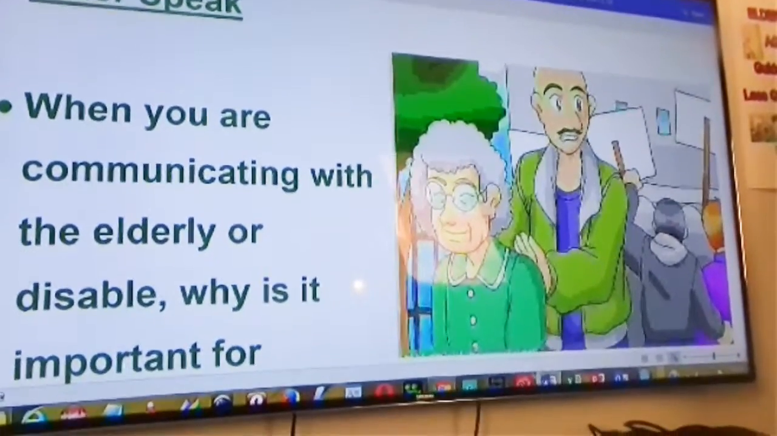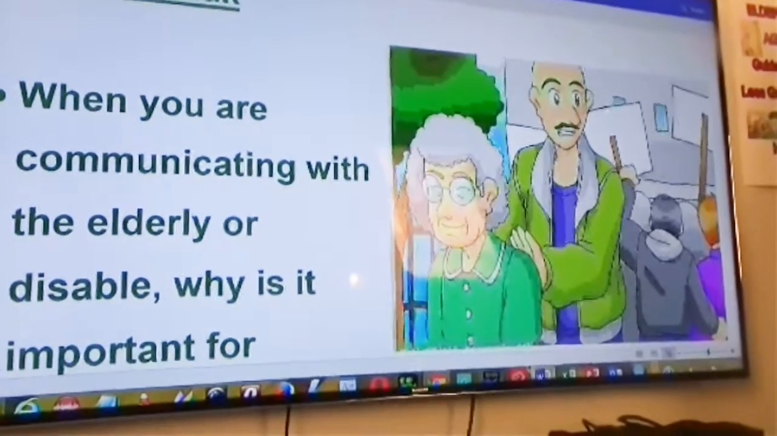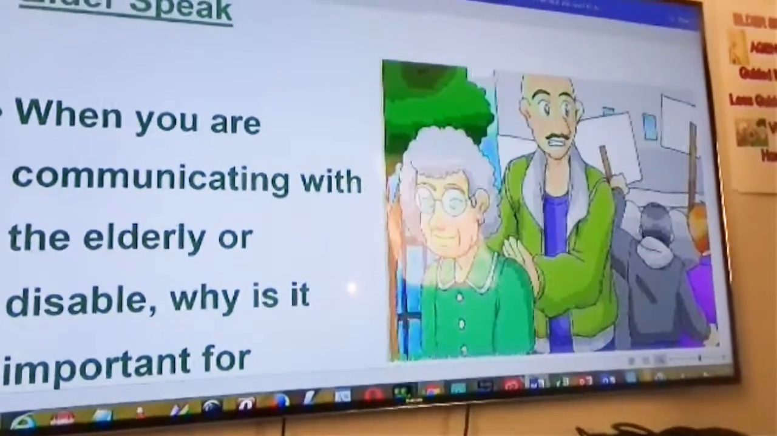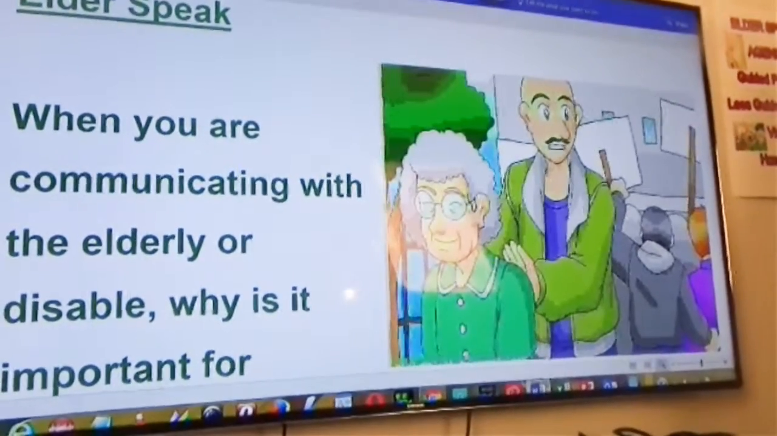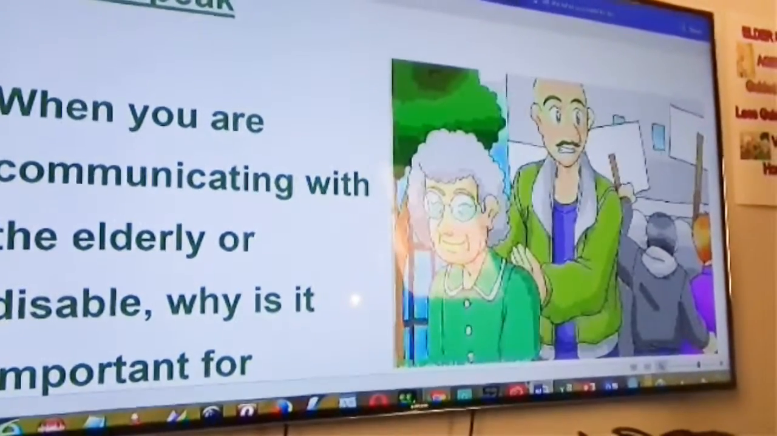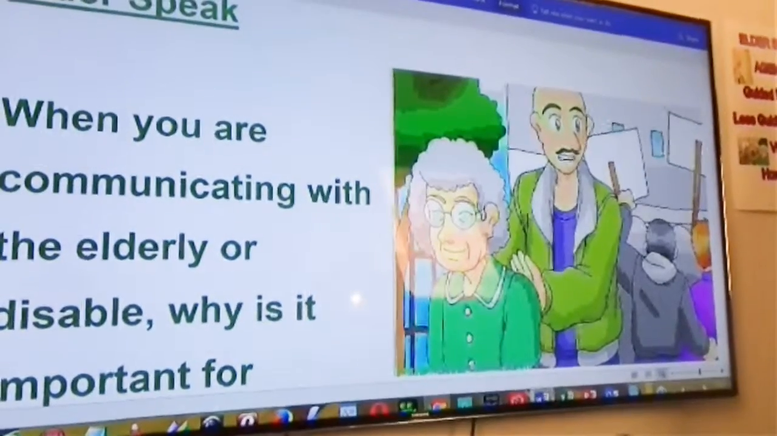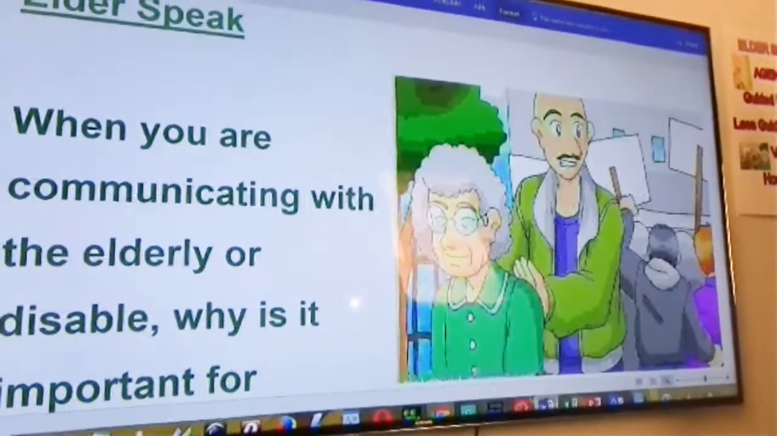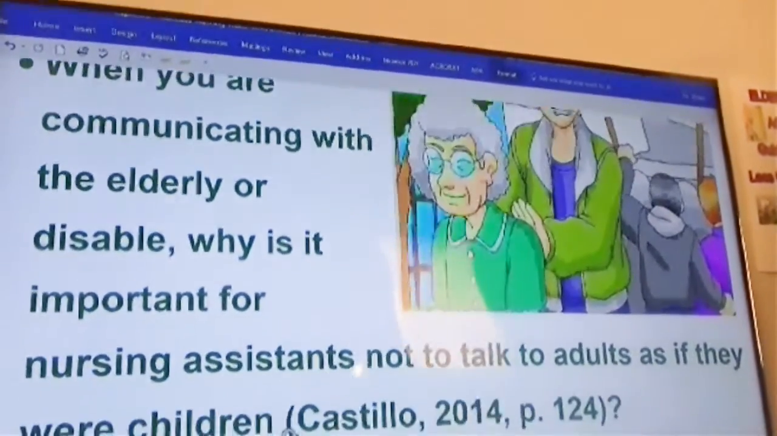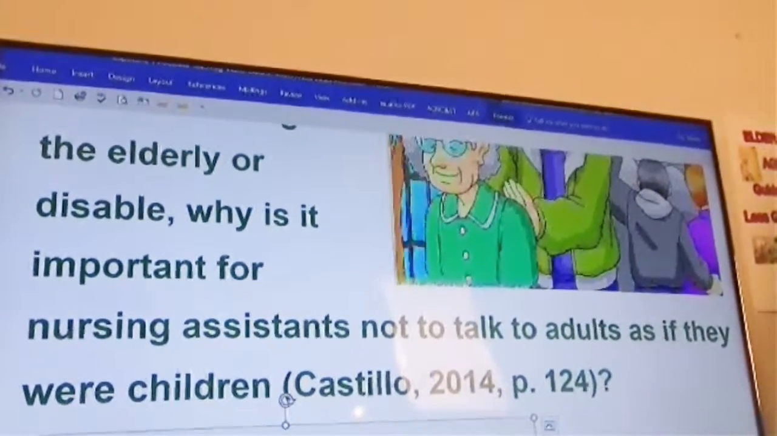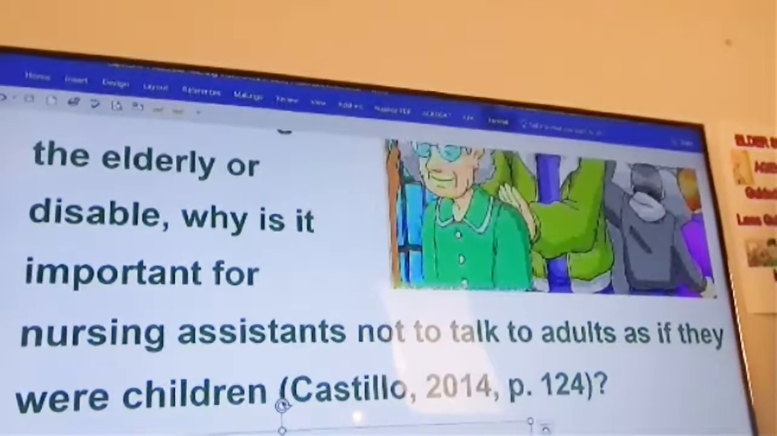Pay attention to the photos; they give you some clue of what's happening. When you're communicating with the elderly or disabled, why is it important for nurses and assistants not to talk to them as if they were children?